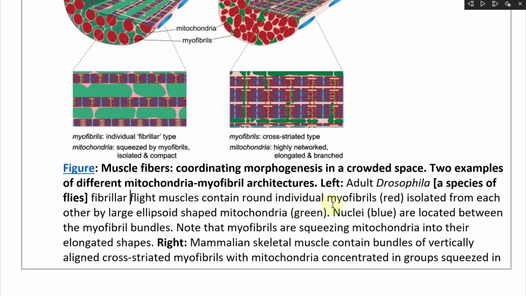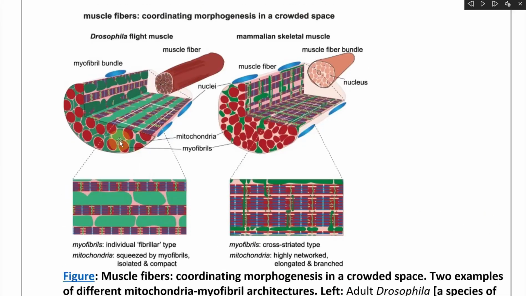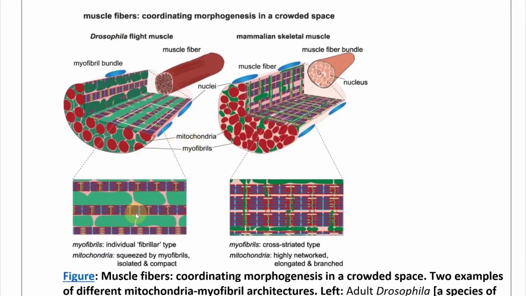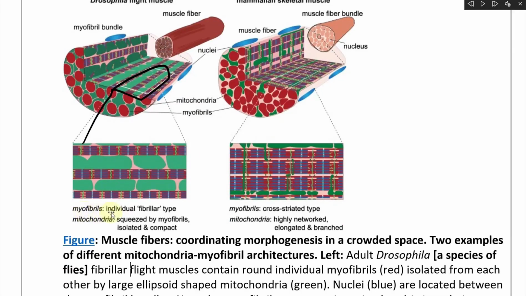So flight muscles contain round individual myofibrils isolated from each other by large ellipsoid-shaped mitochondria. The mitochondria is in green there. You can see this in the cross section view over here, and this cross section from this angle. Notice how it's rectangular across there. So you have the mitochondria in green. And also look at the sides there. There's the nuclei over there, stretched on the sides. So myofibrils, individual fibril type, so individual type like that one, each one. Basically you can see the fibers together there.